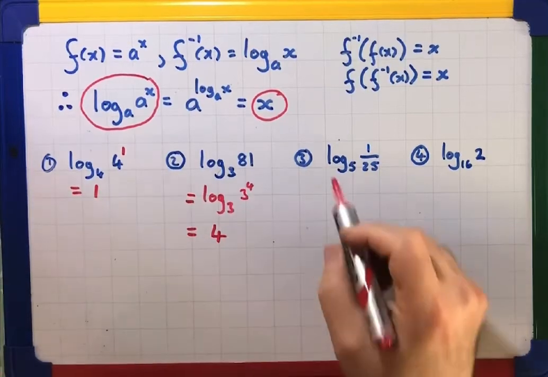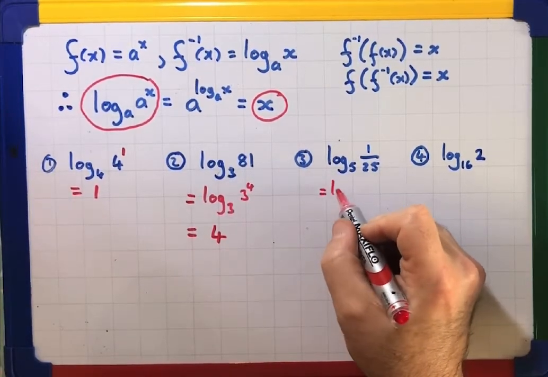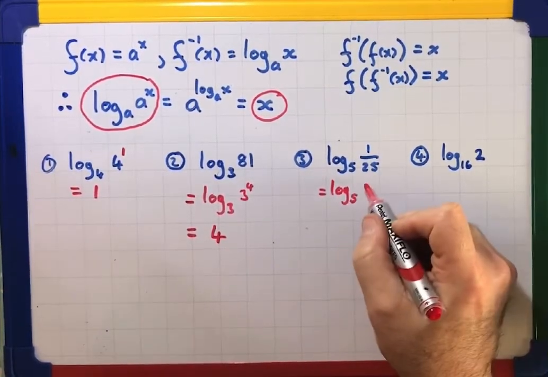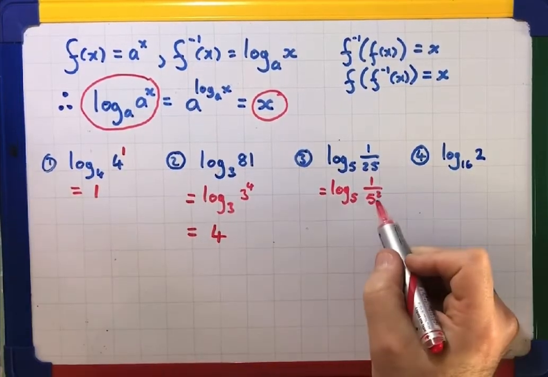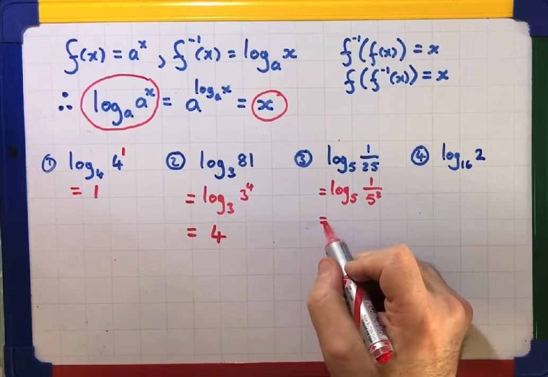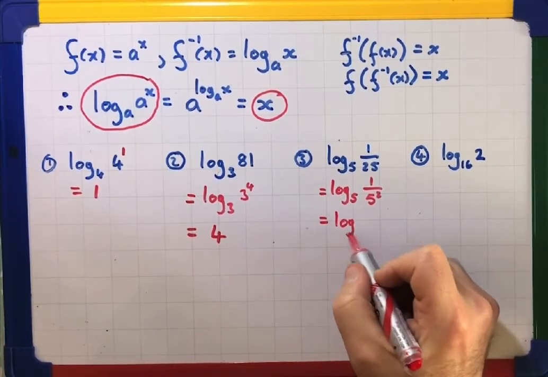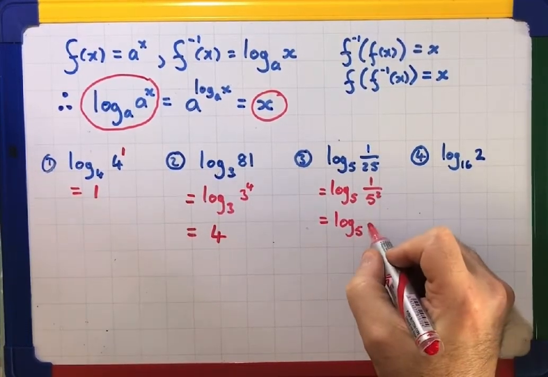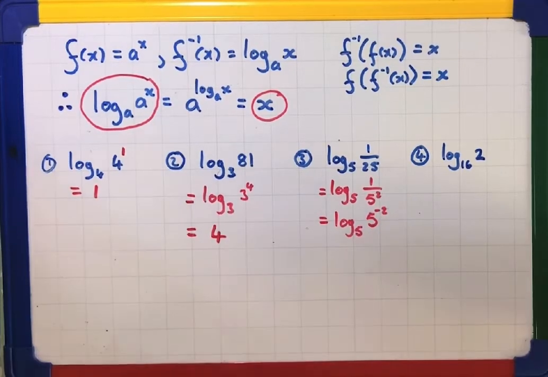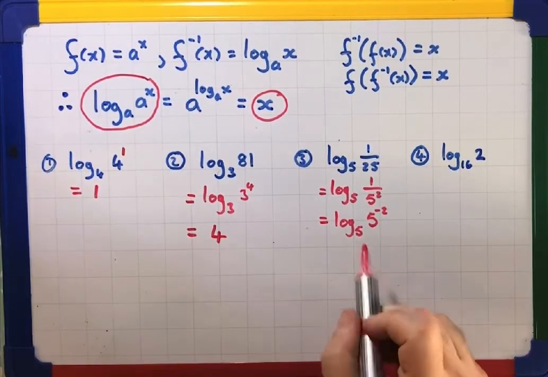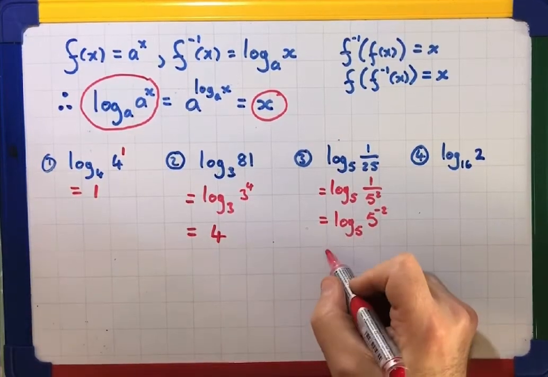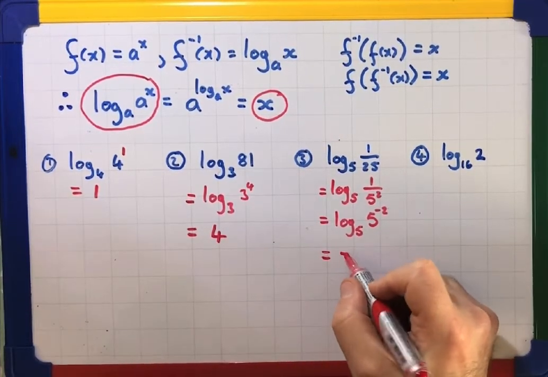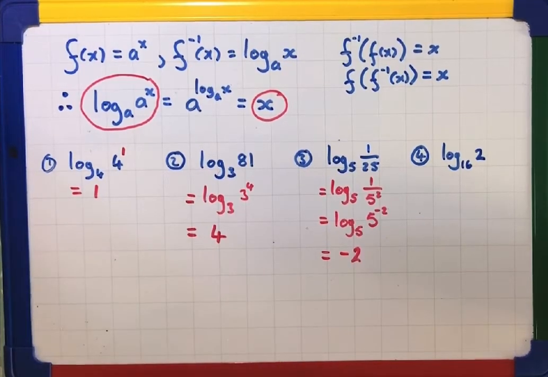Look at this one. Now here, first of all, that's 1 over 5 squared, isn't it? But remember, if we do 1 over as an index, that's a negative. So that's 5 to the power negative 2. So again, the power and the log cancel each other out. So that just gives me minus 2.